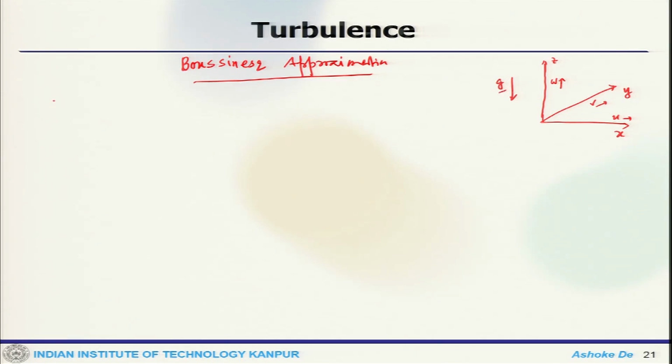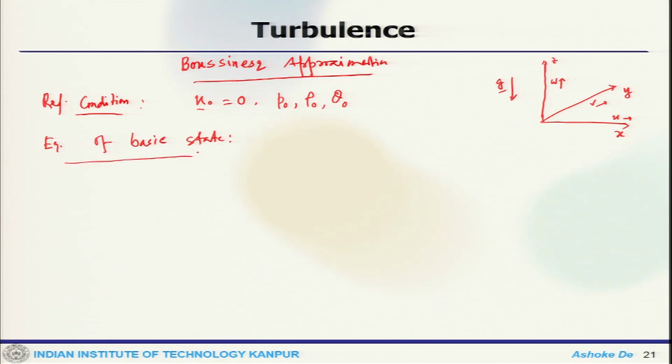Now, first we have some reference condition. So, the reference condition is p naught, rho naught, theta naught. The equation of the basic state would be 0 equals minus del p by del z minus rho g.